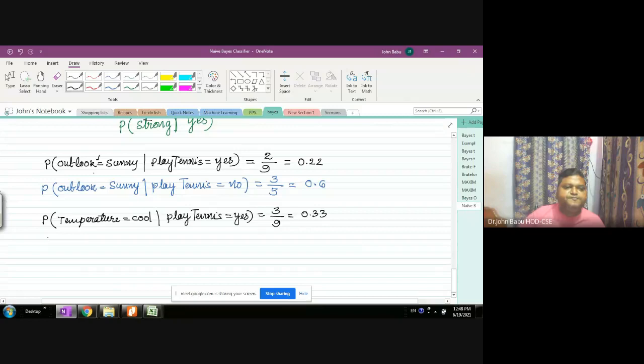And similarly, probability of temperature is equal to cool, play tennis is equal to no.